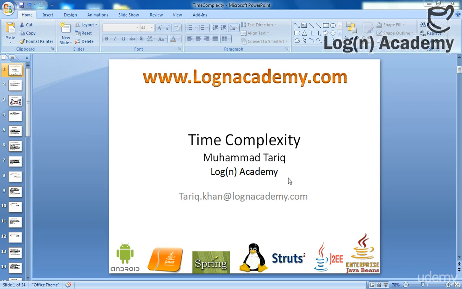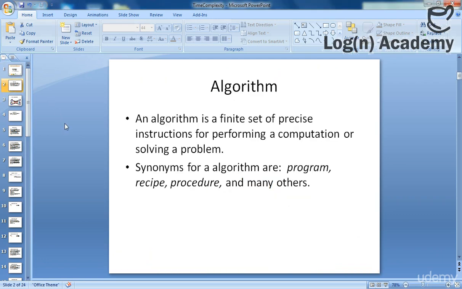It's not giving us the required benefit. So today our lecture will be focusing on time complexity. How can we measure the time complexity of an algorithm, and how important is it in the subject of computer science? So what is an algorithm?